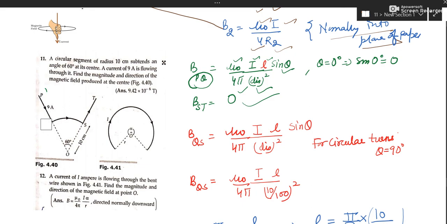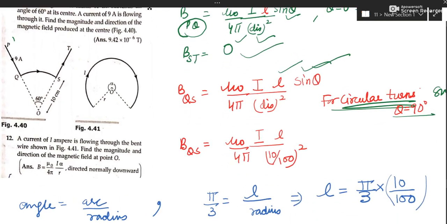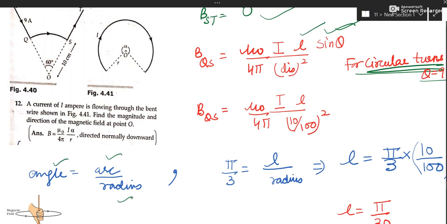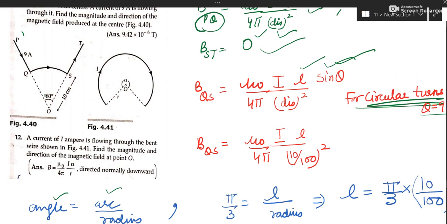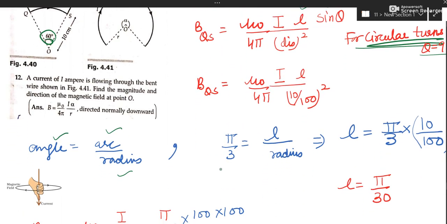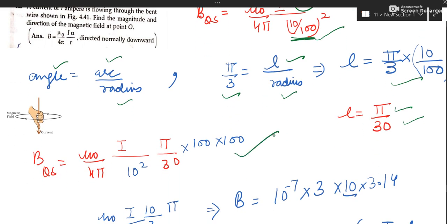That I have told already. For the loop, we have to discuss. For circular turns and loops, theta is 90, sin 90 is 1. Substitute. How to find the length of the arc? Yes, angle is equal to arc upon radius. How much is the angle? This is the angle 60, and 60 we write as pi by 3. So length by radius. Radius is given as 10 centimeter. Change units, do the calculations. It is ready. Can we substitute here? Yes. Distance squared is your radius squared. Substitute, find out, and use the rule.